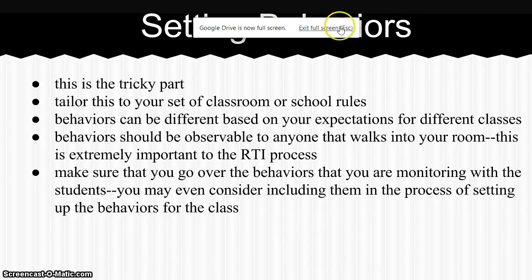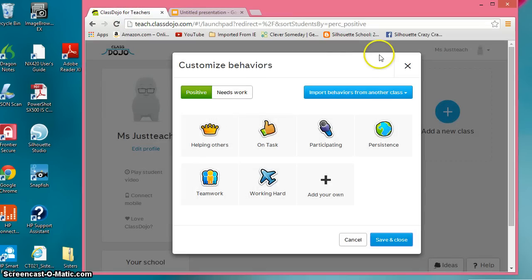So let me exit out of this and go back to Class Dojo. So we're going to look at positive behaviors. So obviously you can see these are a little bit hard to observe. So like, how do we know that a student is persistent? How do we know what participating looks like? So you can click to edit any of these.